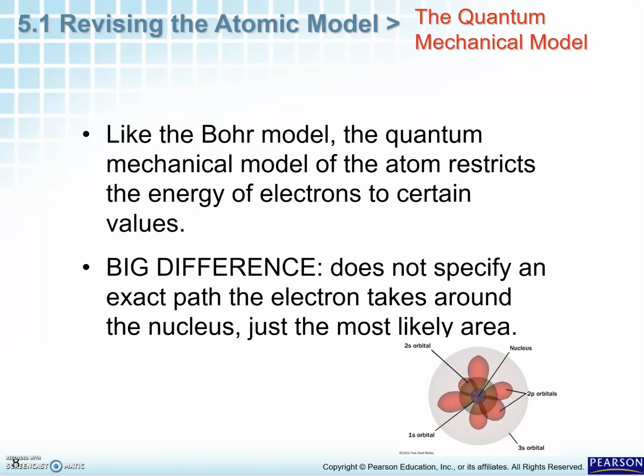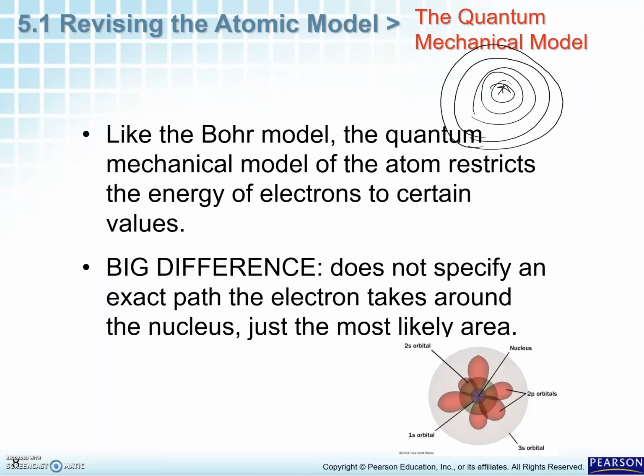So if you remember again, if you're in the center, the electron is going to be in one of the specific areas surrounding that nucleus. However, the big difference is it does not specify the exact path the electron takes around the nucleus. It just gives you a probability of finding the electron.